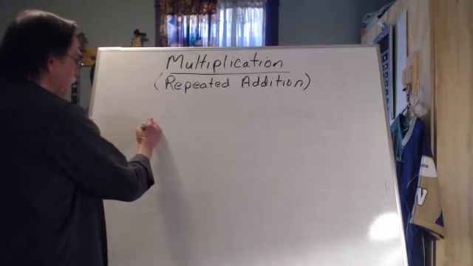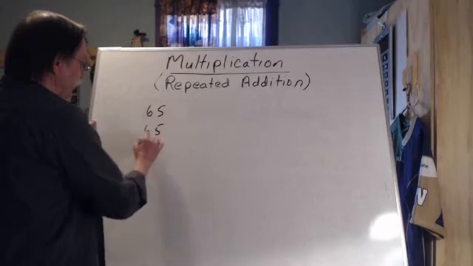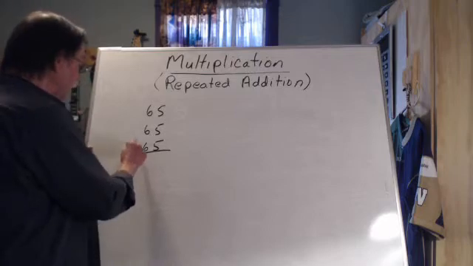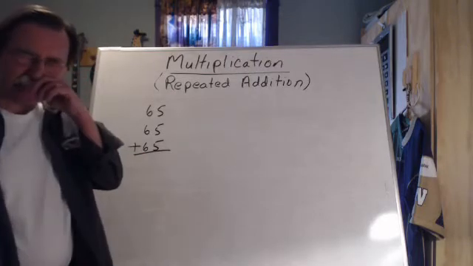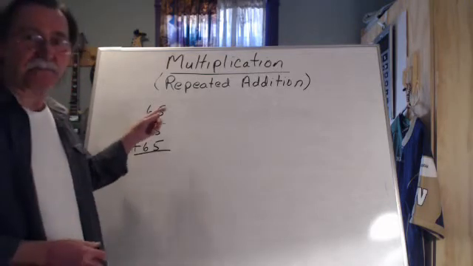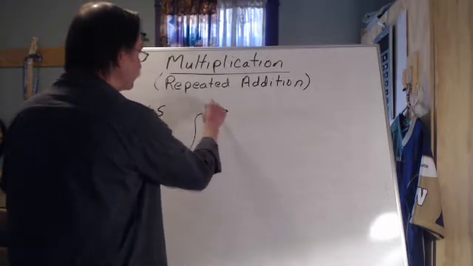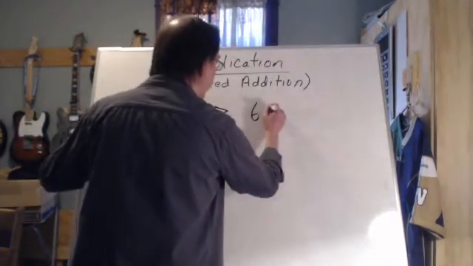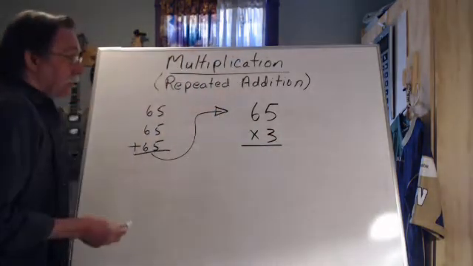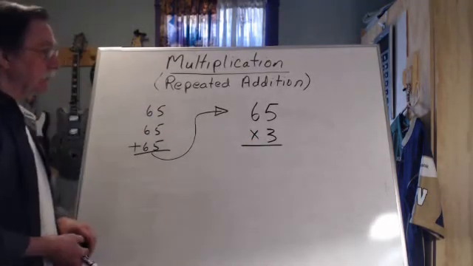We're going to go 65, 65, 65. Oh my goodness. I want to add all those. That's a lot of work. You know what I'd rather do? I'd rather go 65 times 3. It's the same answer. 65 times 3. So let's see what we can do here.